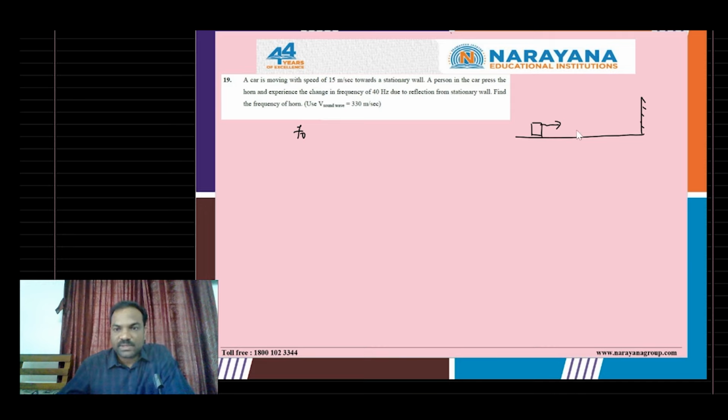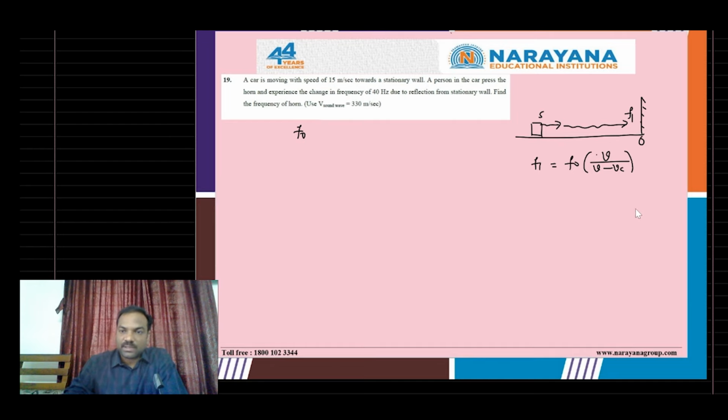First, as the sound travels towards the wall, the wall will act as an observer and the car will act as a source. Then the frequency received by the wall, F1, I can write as F0, the original frequency, multiplied with V by V minus Vc, because the observer is at rest and the source is moving towards the observer, where V stands for speed of sound and Vc stands for speed of car, which is the speed of the source here.